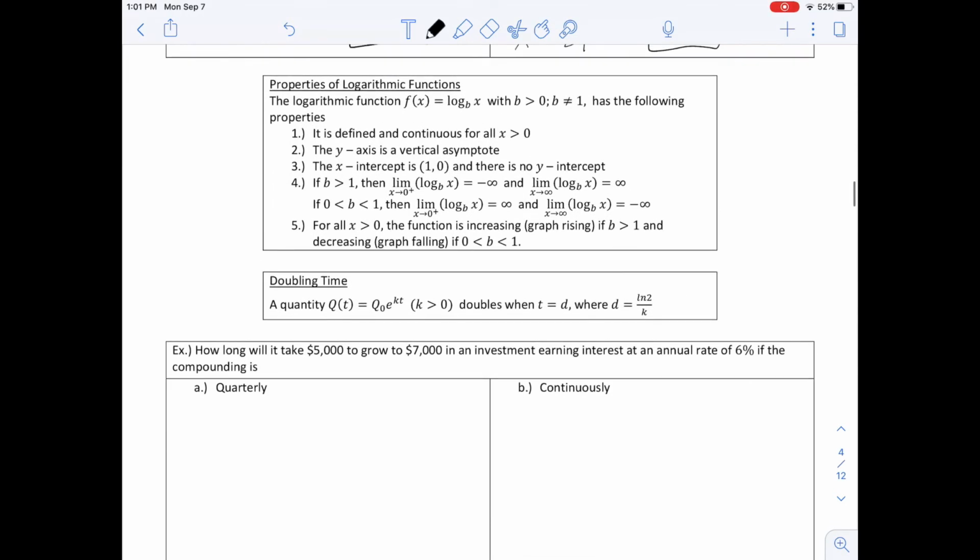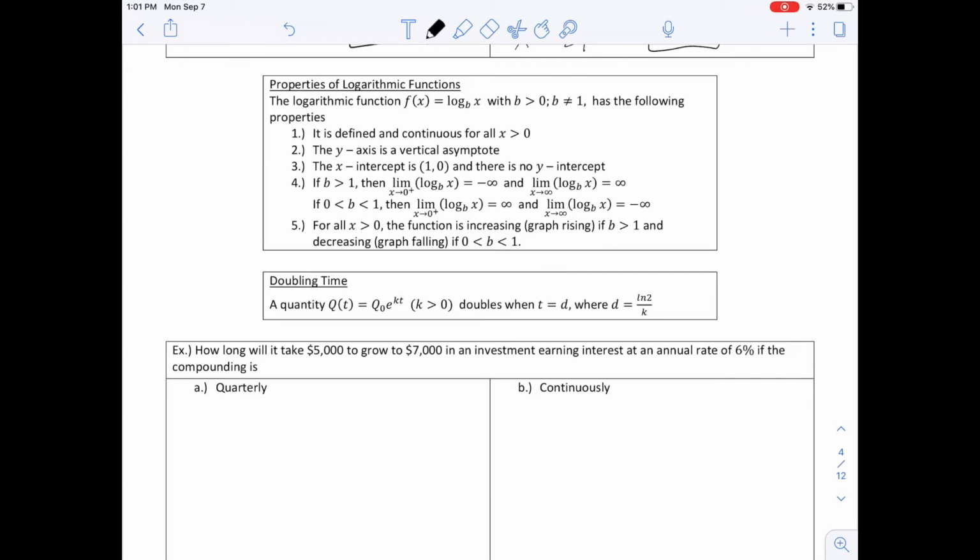Right below this, we have properties of logarithmic functions. The logarithmic function f of x is equal to log base b of x, with b greater than 0 and b not equal to 1, has the following properties. It's defined and continuous for all x greater than 0. The y-axis is a vertical asymptote. The x-intercept is at (1, 0), and there is no y-intercept.